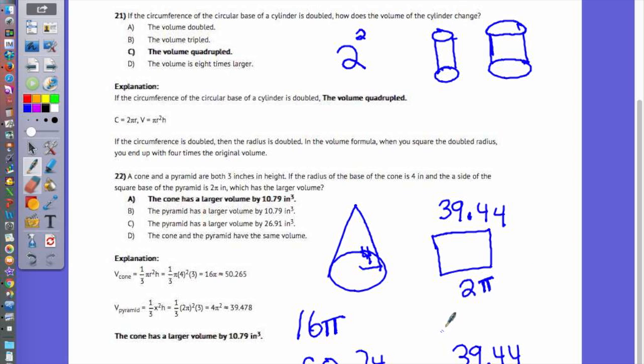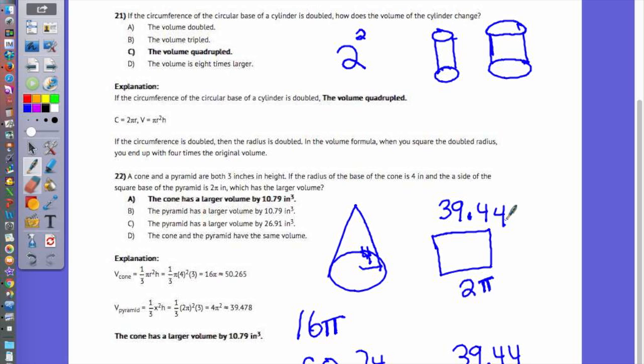Wait, do the pyramid again? So 2 times pi is 6.28 squared. 6.28 times 6.28 is 39.44. Times 3, but then divided by 3. So you're back to 39.44.